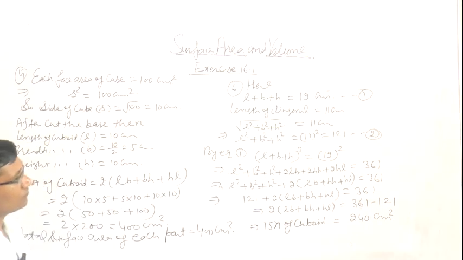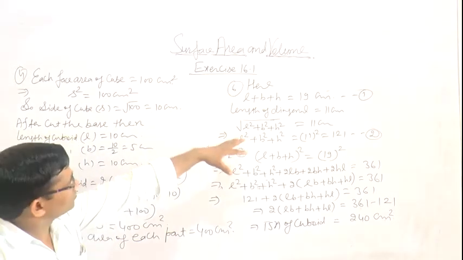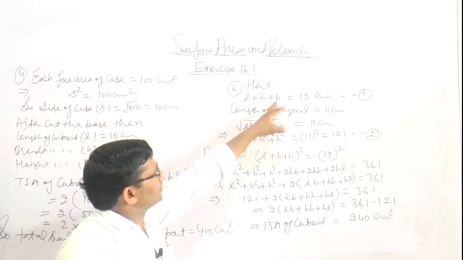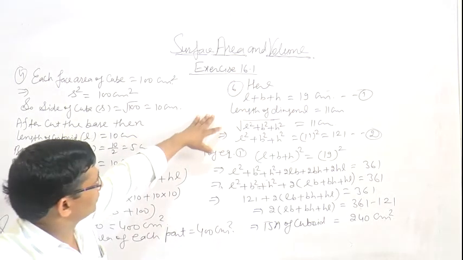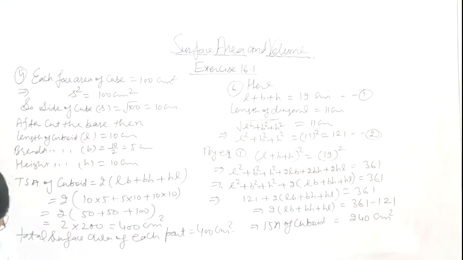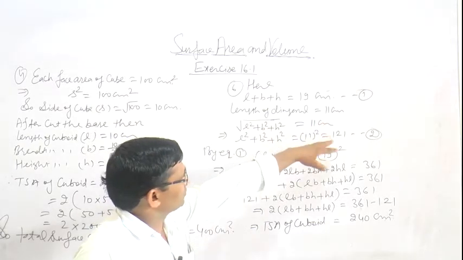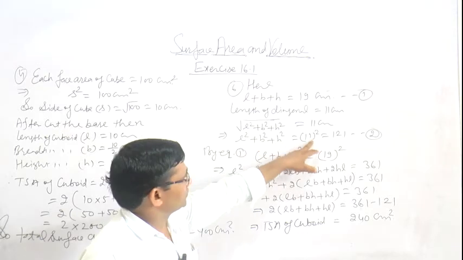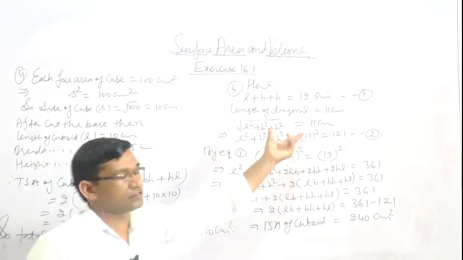So we use this method for solving question number 6. In this question, two conditions are given. First condition is sum of length, breadth and height, L plus B plus H is 19 centimeter. Second condition is length of diagonal is 11 centimeter. So we know that length of diagonal is square root of L square plus B square plus H square, which is equal to 11. By squaring, L square plus B square plus H square is equal to 11 square, that is 121.